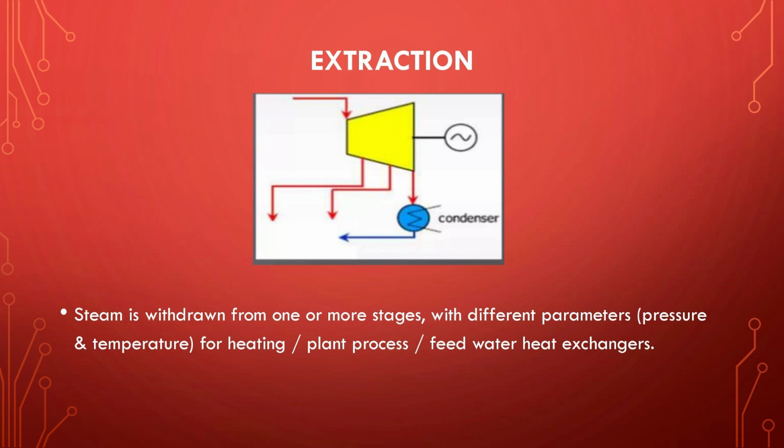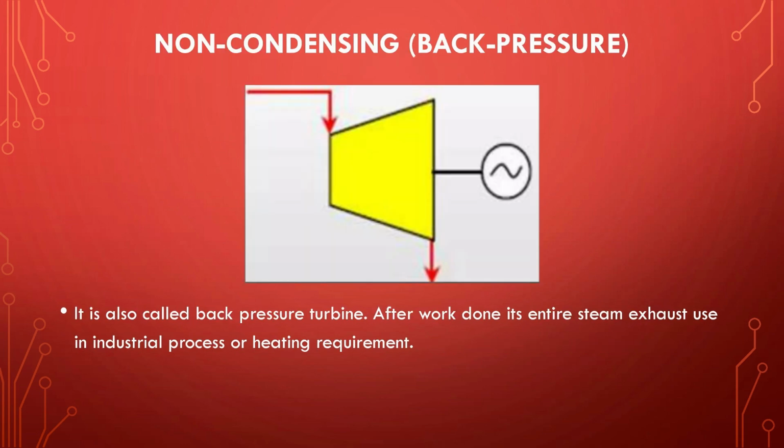Extraction turbine. Steam is withdrawn from one or more stages, with different parameters, pressure and temperature, for heating, plant process, and feed water heat exchangers. Non-condensing back pressure turbine, also called a back pressure turbine. After work is done, its entire steam exhaust is used in an industrial process or heating requirement.